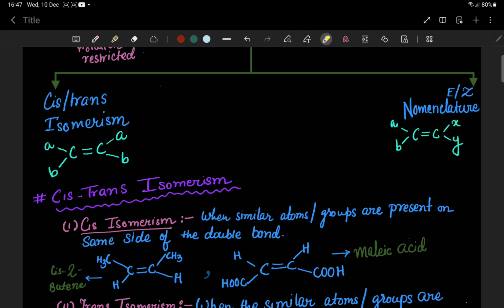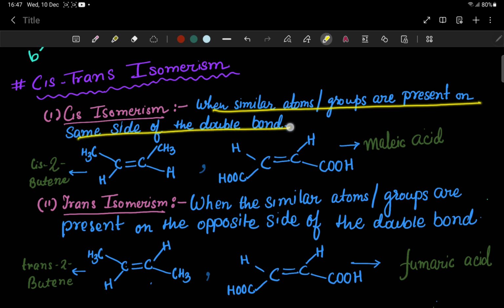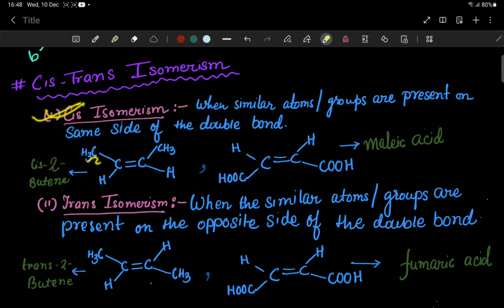We will get into the deeper portion of it. Just stay concentrated. Read with me once, and I promise you don't have to remember this. You can just memorize these notes one day before your exam. So, cis-trans isomerism: when similar atoms or groups are present on the same side of the double bond, it is called cis isomerism. Here you can see CH3 on the same side, and hydrogen on the same side.